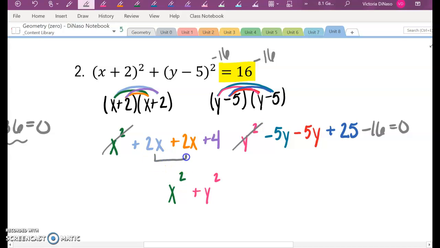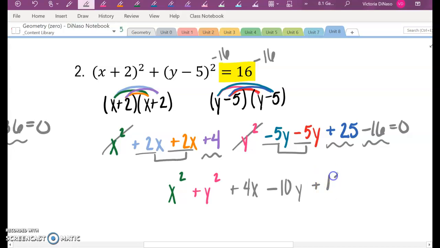And then we're going to combine the x's. So we've got 2 plus 2, which is 4. And then we're going to combine the y's. So we've got negative 5y minus 5y, which is negative 10y. And then we're going to combine 4 plus 25 minus 16. So all of these constants will be positive 13. Set that equal to 0, and then you're all done.